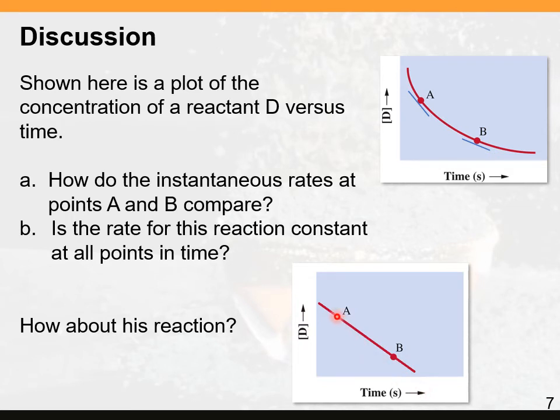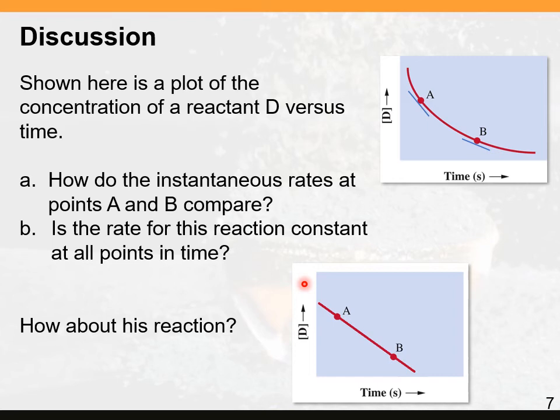The rate is the same at both A and B, and the rate of this reaction is constant, does not change in time. These are two cases of the concentration dependence of reaction rates. The first example shows a reaction where the rate is dependent on concentration. As the concentration decreases, rate also decreases because the slope decreases. But the second example shows a reaction where concentration does not affect rate.